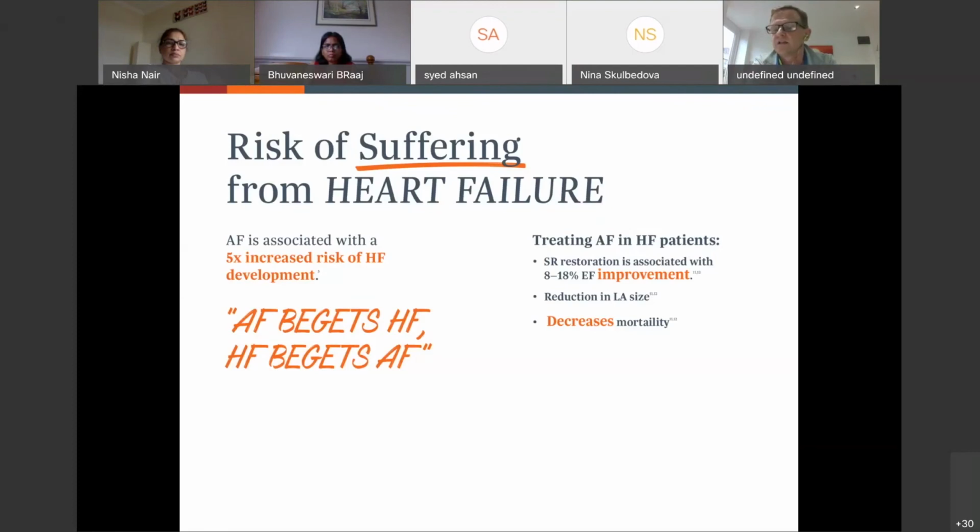There's also data to show, as referred to earlier in the trial that Dr. Syed Ashan mentioned, that there's a reduction in mortality in these patients with AF and heart failure if you treat the AF.